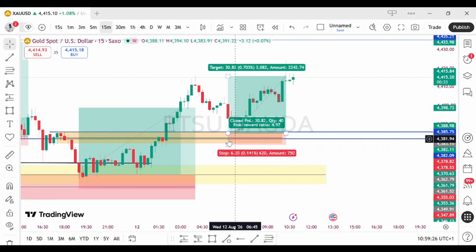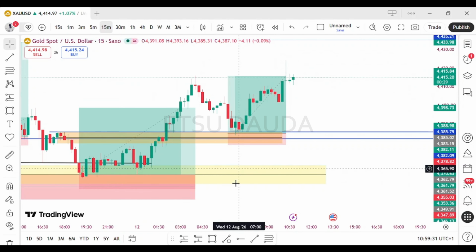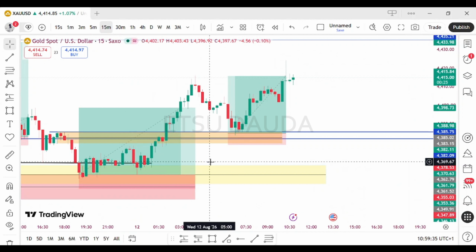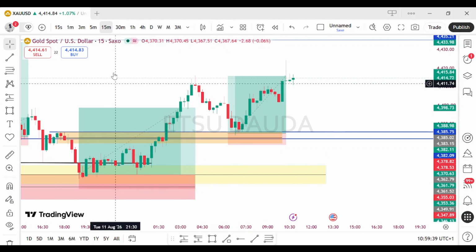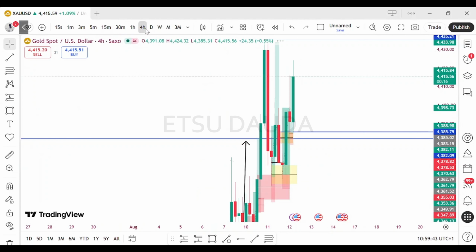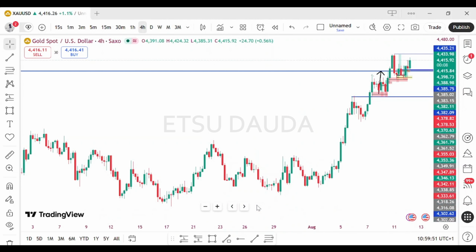So that was how I got the entry. So basically, from my strategy, you can see that I only utilize order blocks, breaker blocks, and fair value gaps for my entry confirmation in line with the higher time frames that is showing me the directional bias for that day or that week, probably, as the case may be.